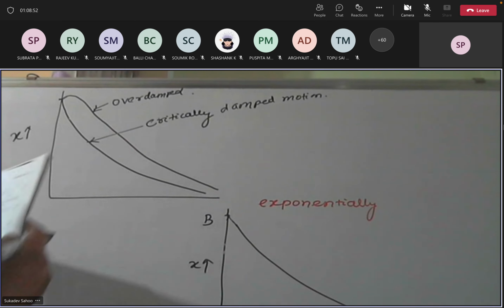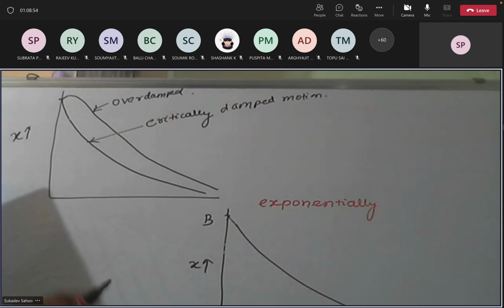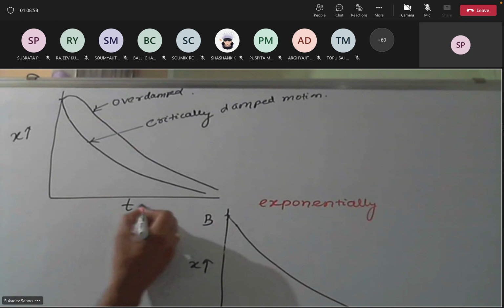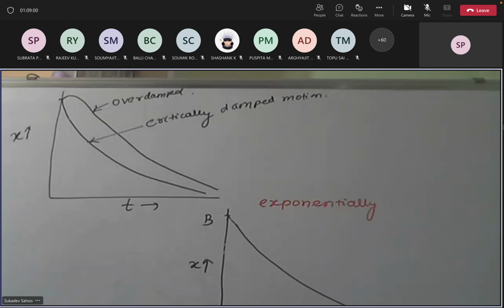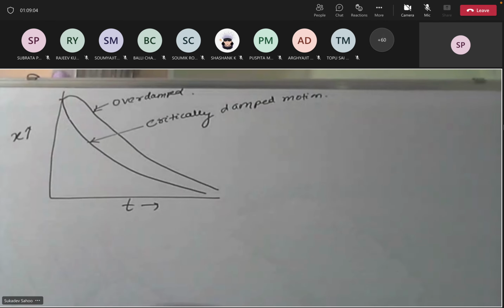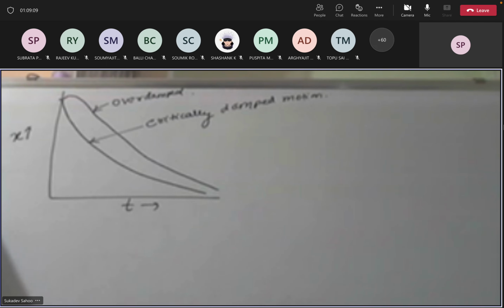Now case 3. Gamma less than 2 omega 0. Case 3. When gamma is less than 2 omega 0. Now you will see.